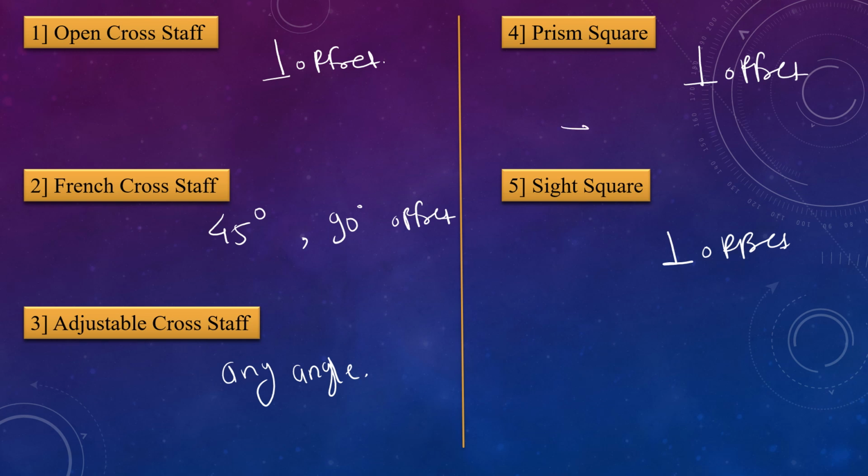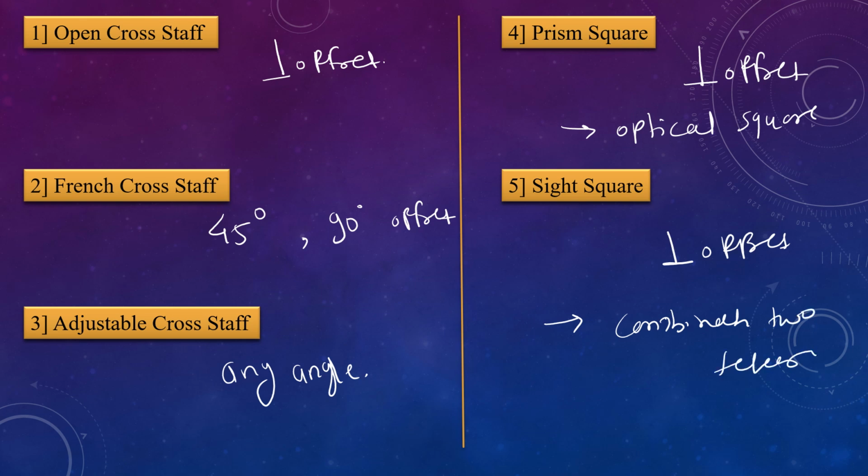This prism square is similar to an optical square. And the side square is the combination of two telescopes. Here the open cross staff, prism square and side square are all three used to draw the perpendicular offsets. French cross staff is used for 45 and 90 degree offsets, and adjustable cross staff is used for any angle.